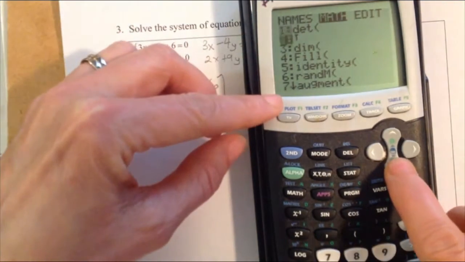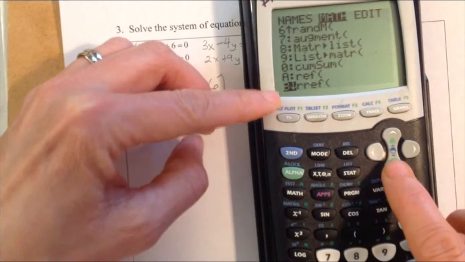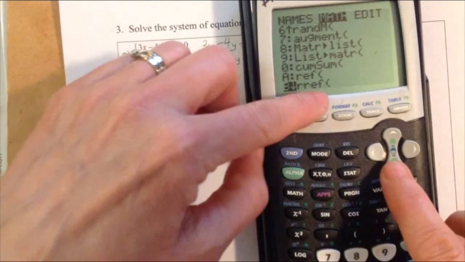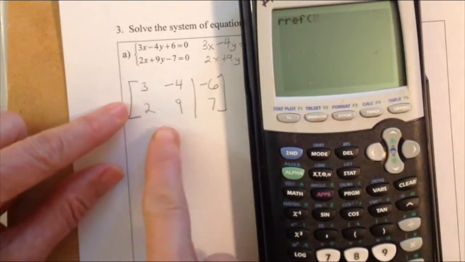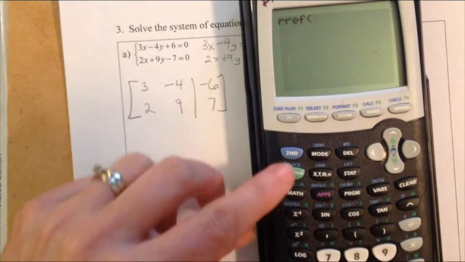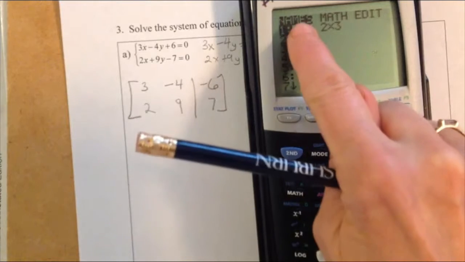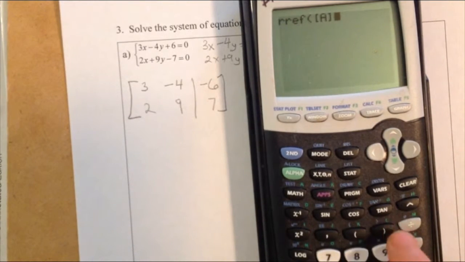There are several different options here. The only one we're going to use, if you page down, is option B, RREF, reduced row echelon form. Select that. But now I have to tell it which matrix to use. So go back to your matrix key, second, that x to the negative 1. And we just want the name of the matrix. So stay right there. We put this under A.